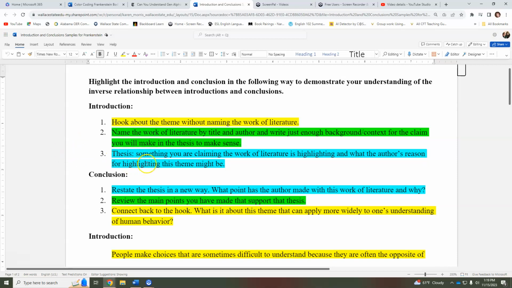Your thesis should be arguable. This is also a question on the final exam. So it should make a claim that someone could disagree with. And the body of your essay defends that claim throughout.